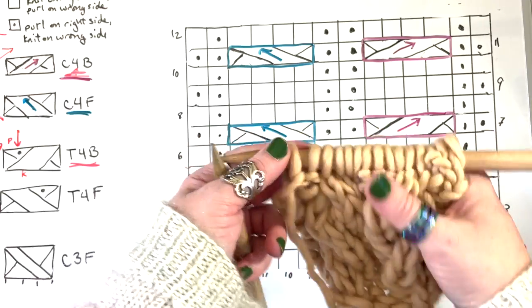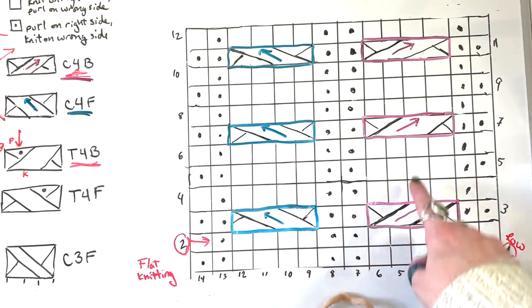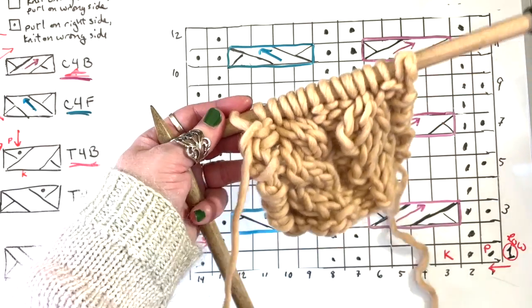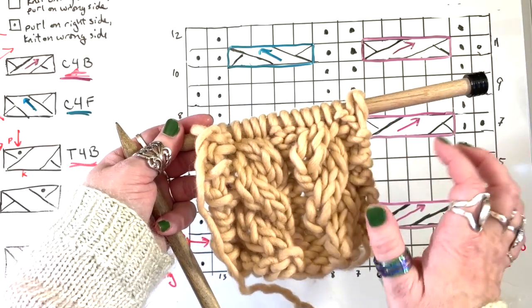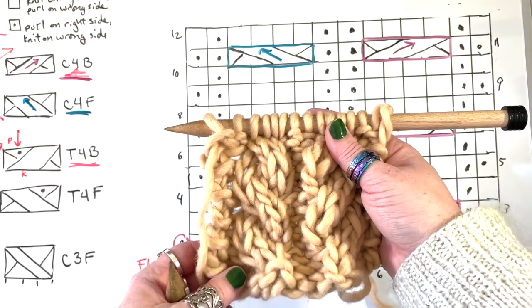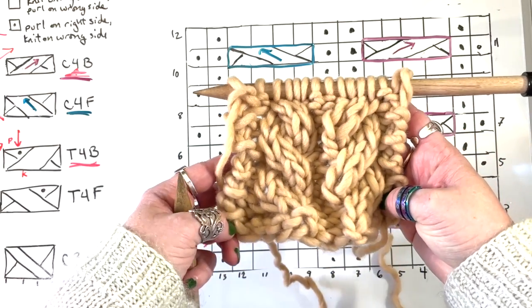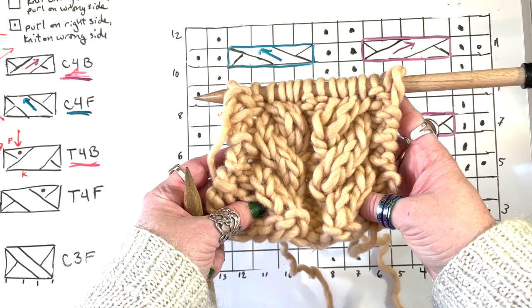So I have done everything but that final row, and I have 3 twists. On this side, when I'm looking at the right side of the work, the correct side we could say, the cable that is over on the right is slanting this direction up to the right, and the cable that is over on the left is slanting up to the left. So I've followed those directions, and this is what my result is. So I hope that video was helpful in starting to help you process charts.